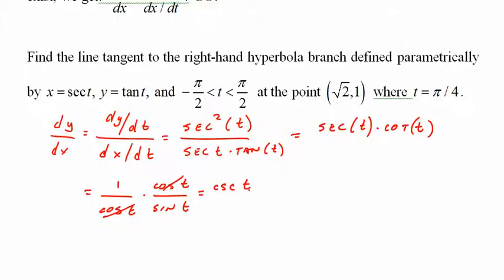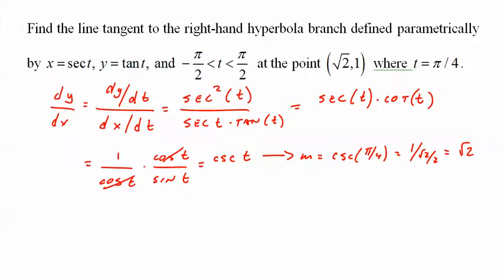And they say, do me a favor, find the line tangent to the right-hand hyperbola defined by this. It's at the point where t equals pi over 4. So what's the slope? Cosecant of pi over 4, which is 1 over root 2 over 2, which is just root 2.